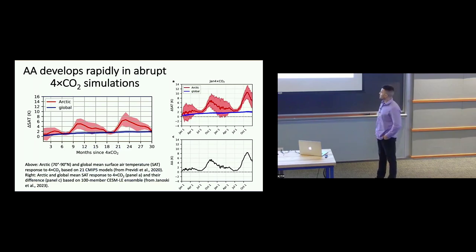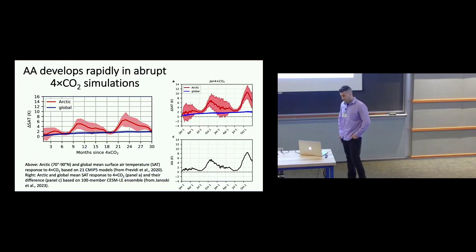So to try to beat down that noise, he ran 100 ensemble members of these 4 times CO2 simulations, with each ensemble member starting from slightly different initial conditions. And with that large sample size, he was able to show a statistically significant response even on the first day, again with more warming in the Arctic compared to the global mean. The bottom plot here is just the difference between the Arctic and the global mean temperature response, which we used in this paper as a measure of AA.